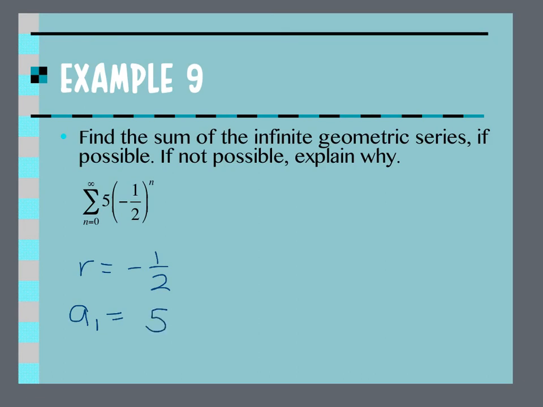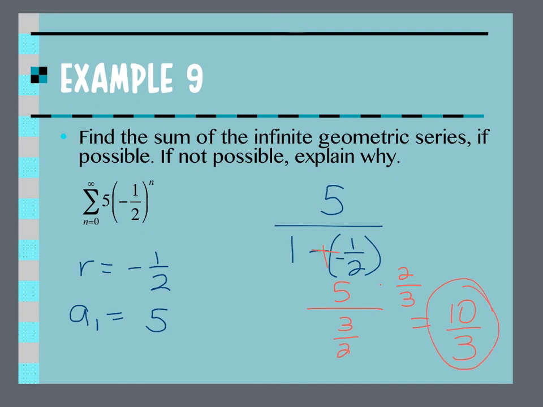5. And then the infinite sum would be 5 over 1 minus a negative 1/2, which becomes 1 plus 1/2. And I get 5 over 3/2. Keep, change, flip. And I get 10 over 3. And again, you'll give it to me as a fraction in simplified form, not a rounded decimal. Easiest for last, right?